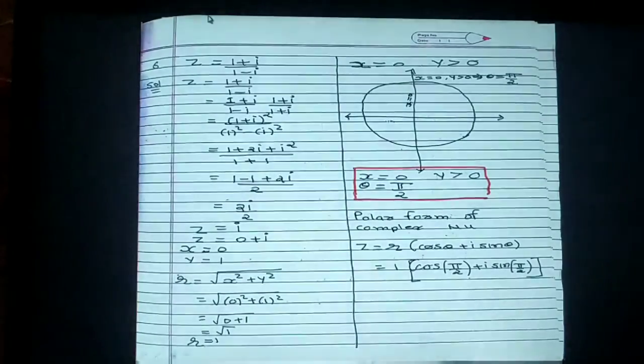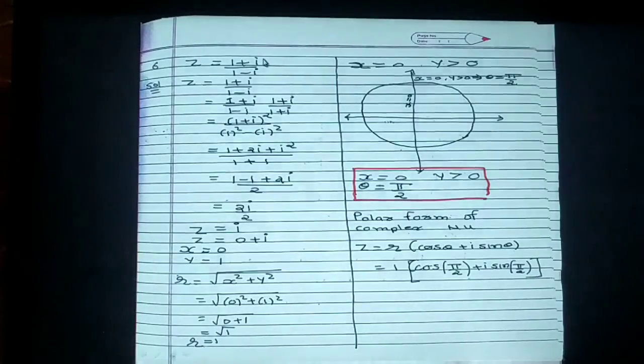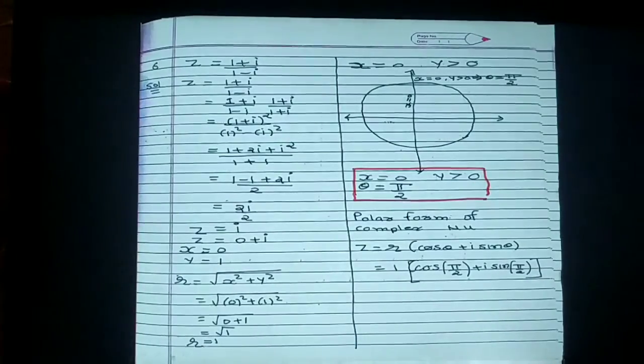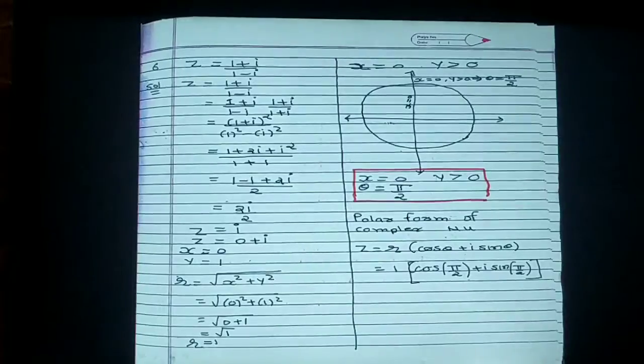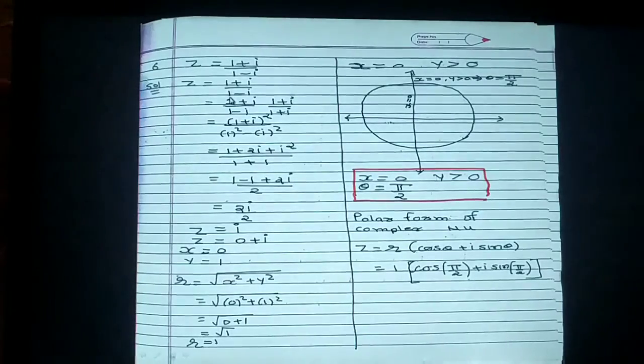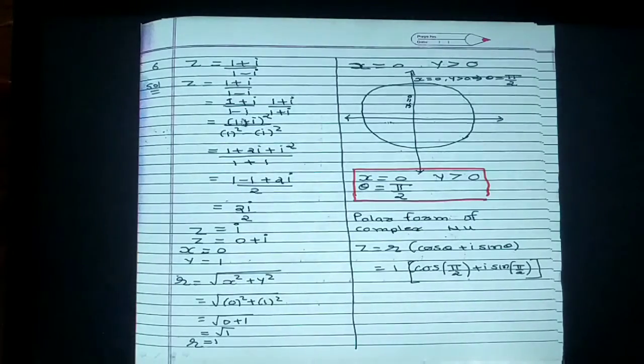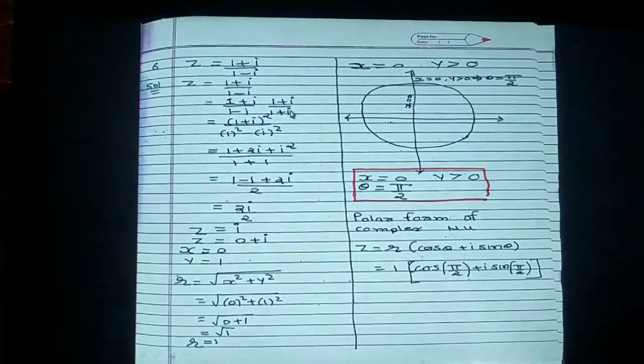Next, z is equal to 1 plus i upon 1 minus i. So first we have to convert this into the x plus iy form. So to convert into x plus iy form, we have to multiply with the conjugate of the denominator. In the denominator we have 1 minus i, then the conjugate of 1 minus i is 1 plus i. So multiply numerator and denominator with 1 plus i. So 1 plus i upon 1 minus i into 1 plus i upon 1 plus i.